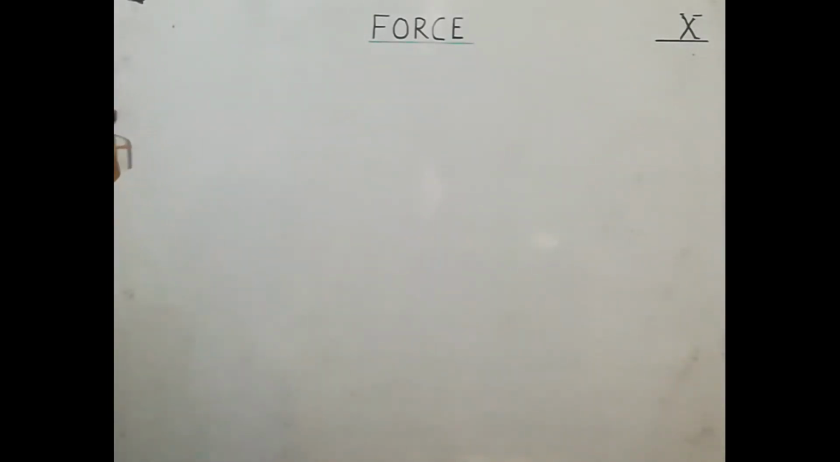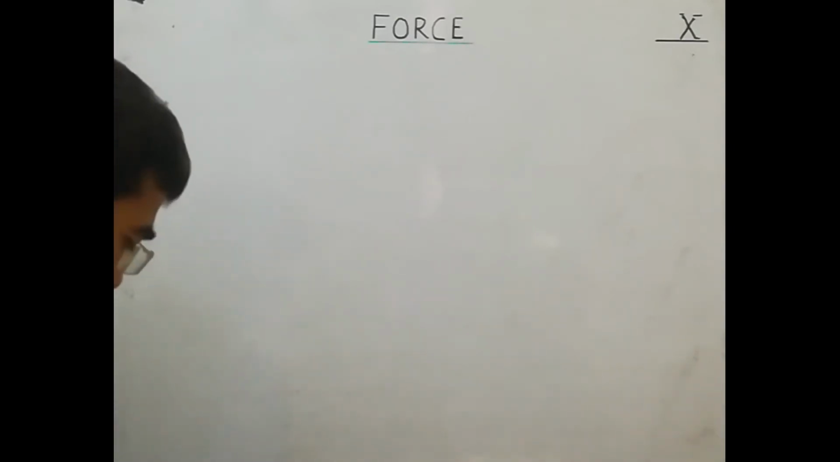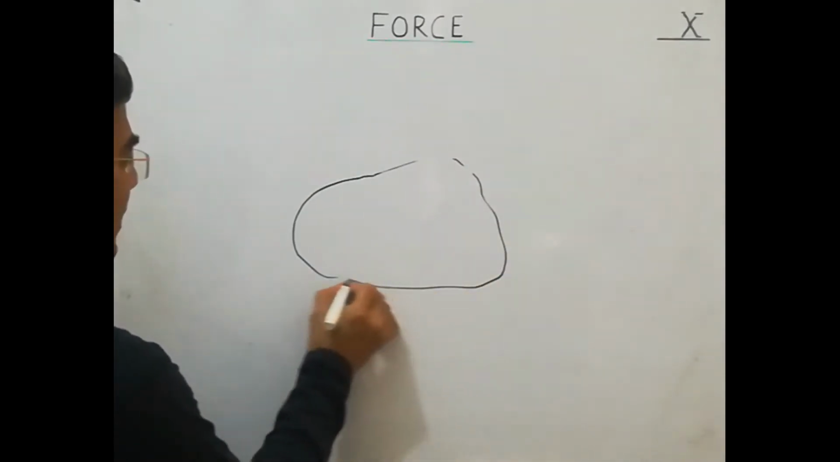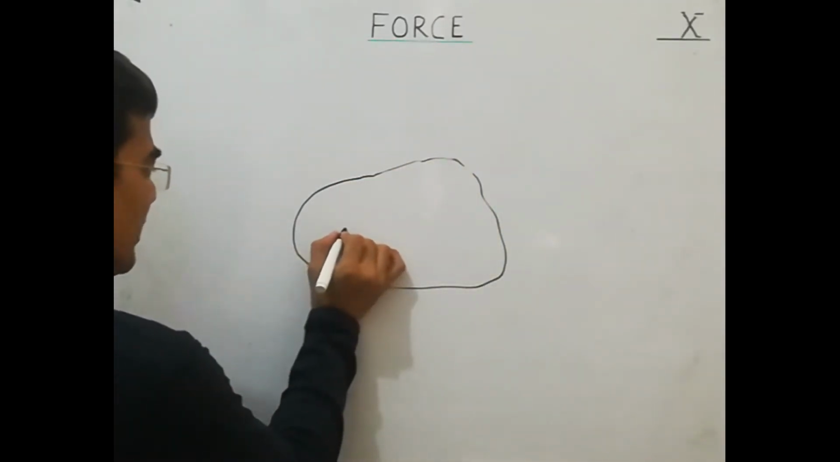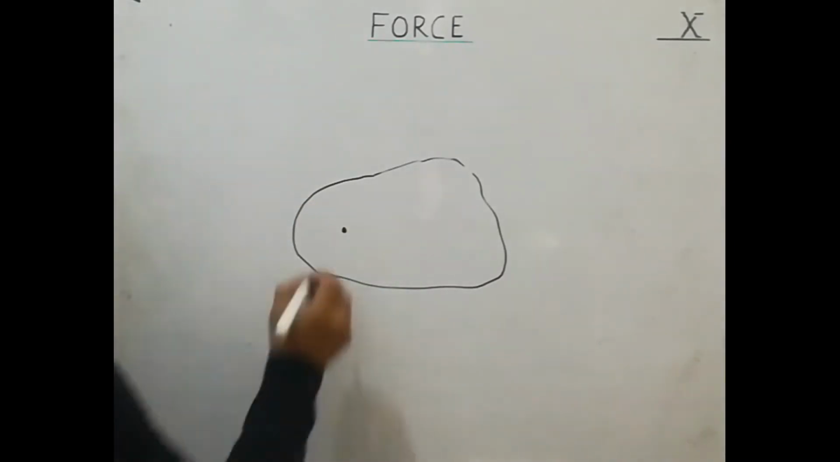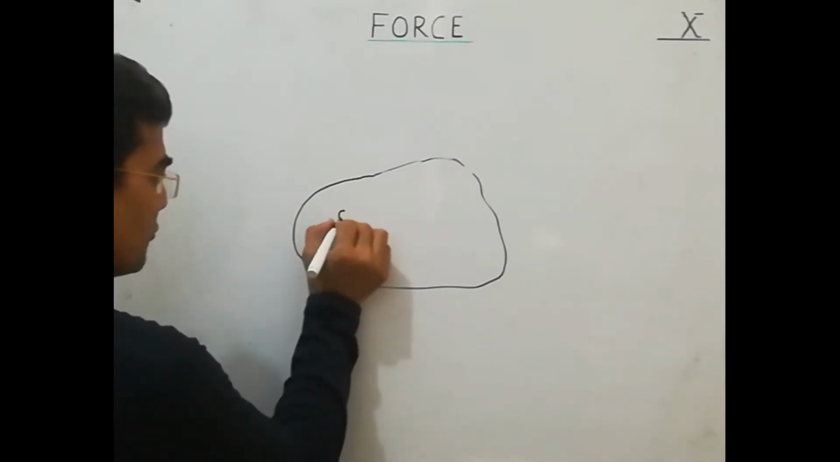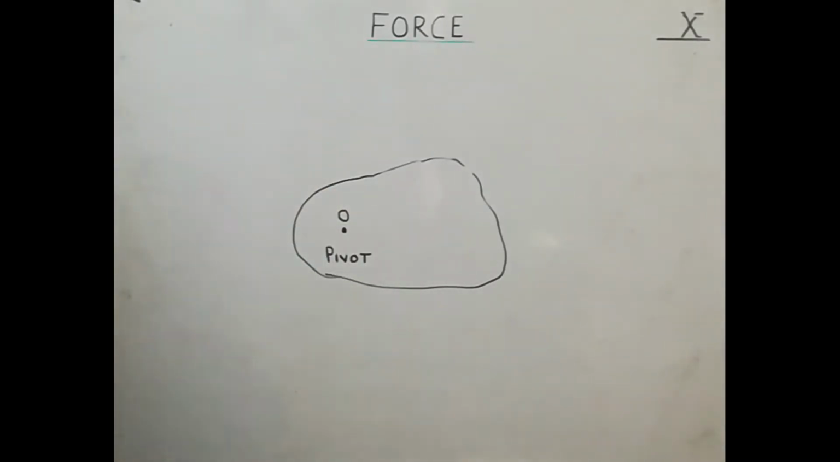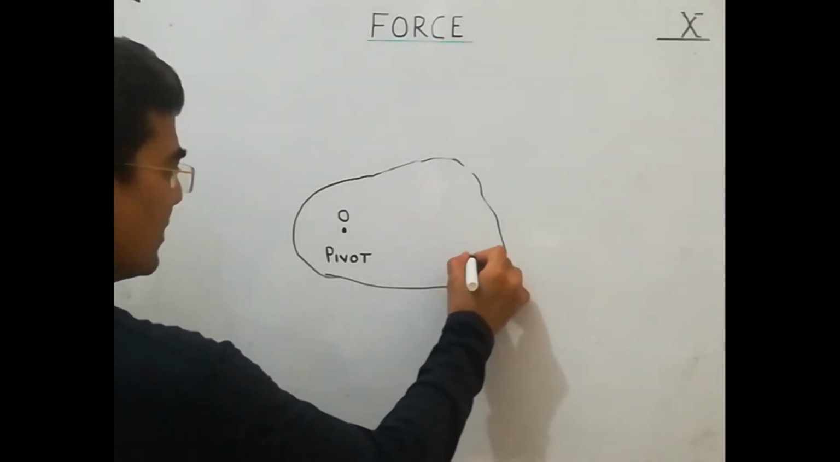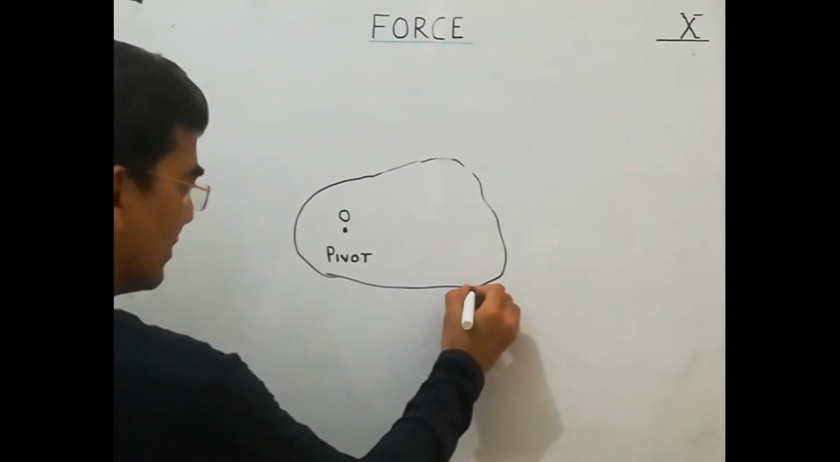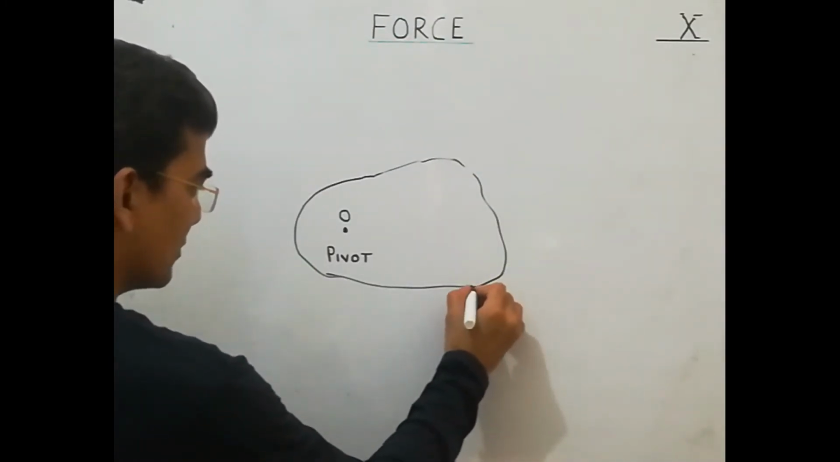That physical quantity which measures the tendency of the force to rotate the object is known as moment of force. Now let us see. Consider a body like this. This body is pivoted about a point, which we have named O. And on this body, at this point, we are applying the force.